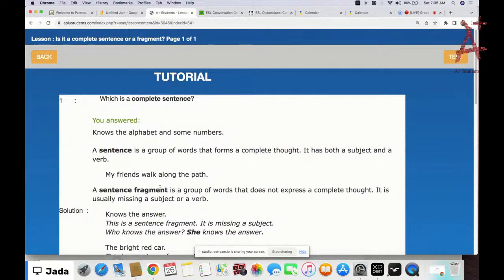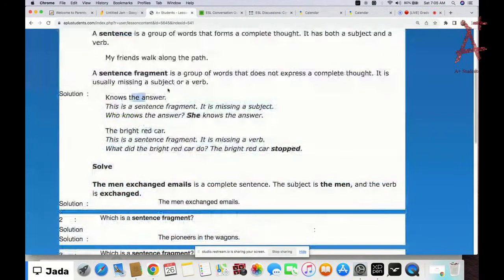Let's look at some examples for the sentence fragments. Now, "knows the answer" is an example of a fragment. This sentence is missing a subject because it just tells us "knows the answer," and we have no idea who knows the answer. When you ask who knows it, we have no idea, right? It is always missing something. So this particular sentence is a sentence fragment. It is missing a subject. Who knows the answer? She knows the answer.